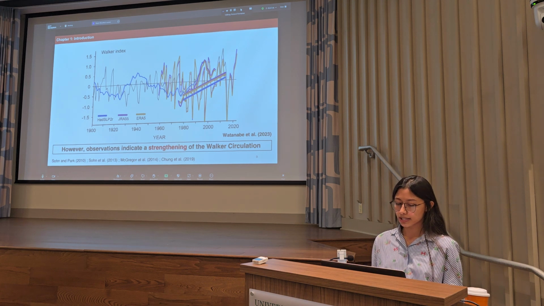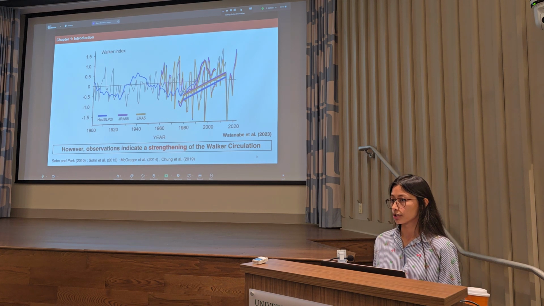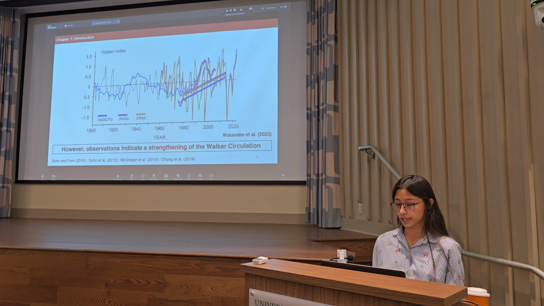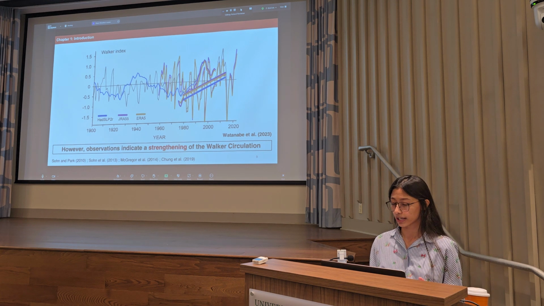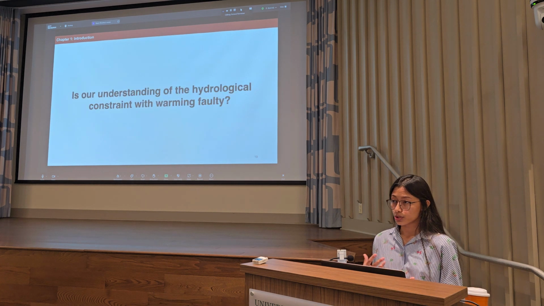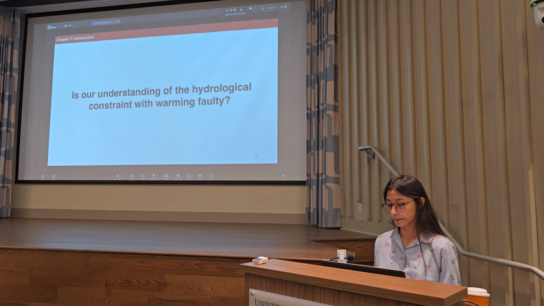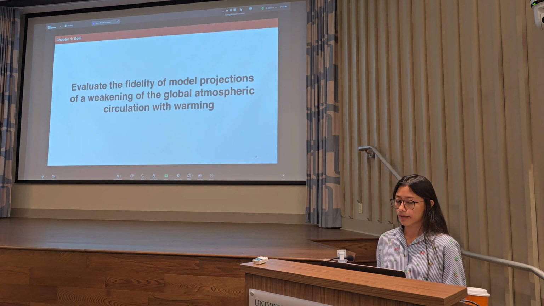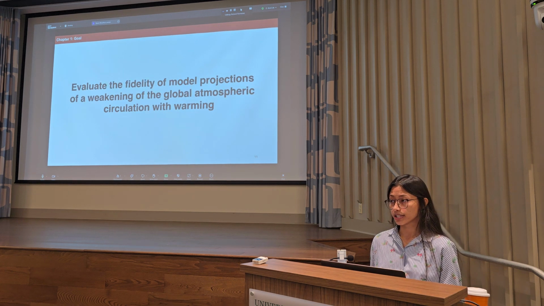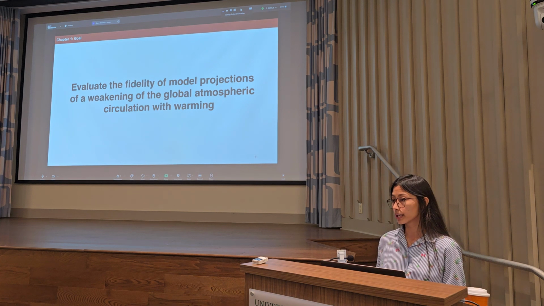So this discrepancy between how we understand the large-scale atmospheric circulations to behave in a warming climate versus how the Walker circulation in specific has behaved in the past few decades raises a really important question. A big motivator for our Chapter 1 is our understanding of how the hydrological constraint functions with warming. So the goal of Chapter 1 is to evaluate the fidelity of model projections of a weakening of the global atmospheric circulation in a warming climate.